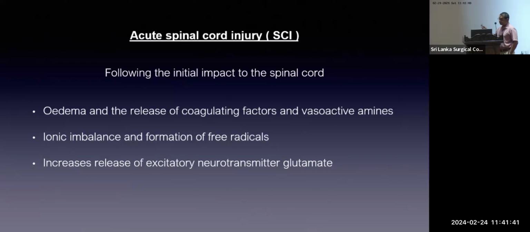Now, this is after the impact. So, if we reduce the edema, free radicals, and neurotransmitters like glutamate, the outcome would be better. Do you agree? This is what is causing the damage as the secondary insult. So, if we prevent this from happening, the patient will have a better outcome. So, how do we do this? How do we reduce the free radicals, amines, and the neurotransmitter glutamate?